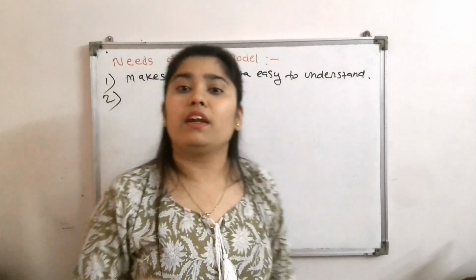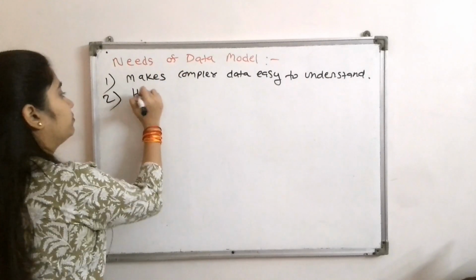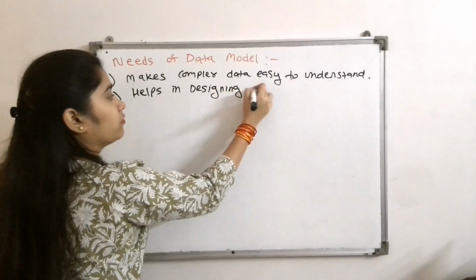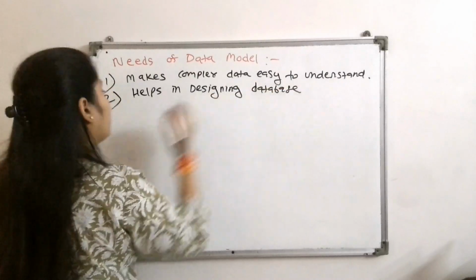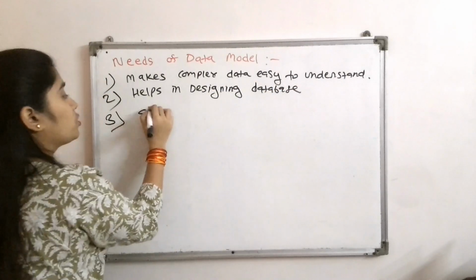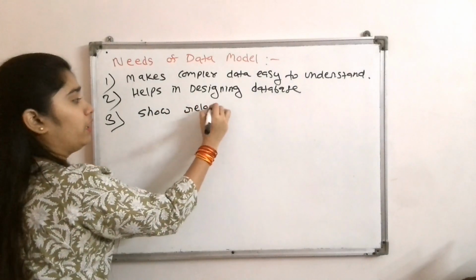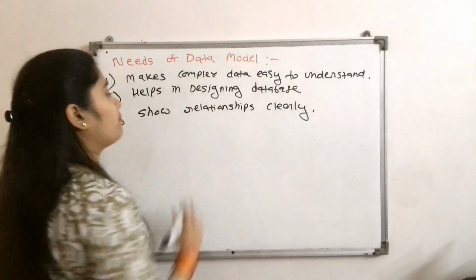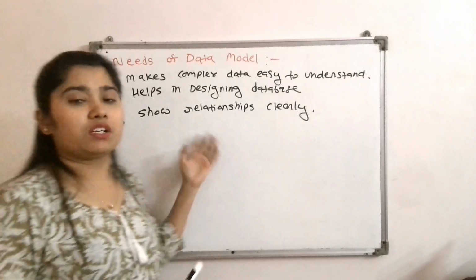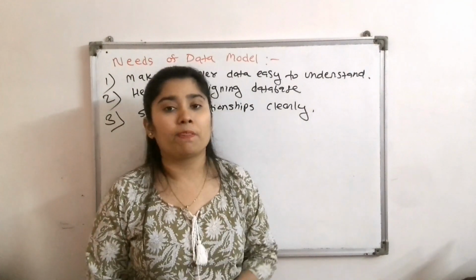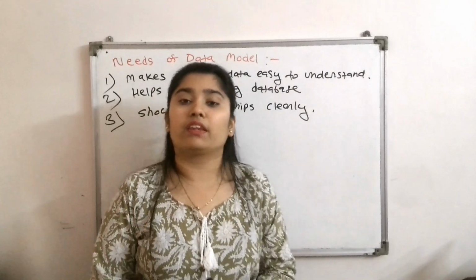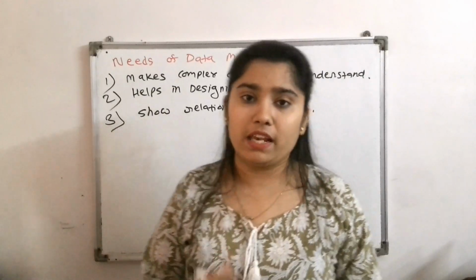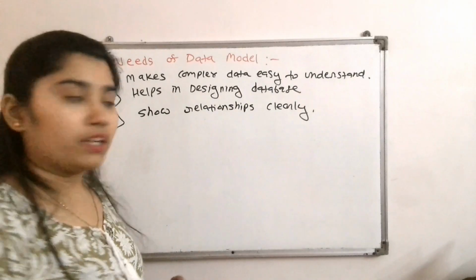Second need is that it helps in designing the database. Third importance is to show the relationships clearly. Data models are used to show the relationships clearly. What are the relations? Like we have seen in the tree-like structure of the hierarchical model, in the network model also, in the relational model also. Like if two tables are combined, then how we will take the data easily. So this shows the relationship very clearly.